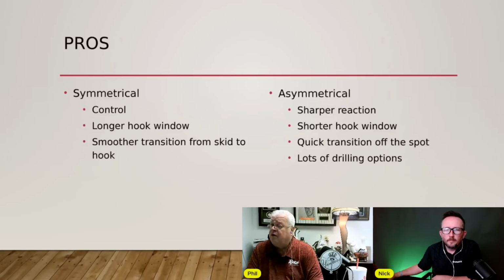Nick mentioned that before. The hook window is when the ball comes off the spot, it goes skid, hook, roll. From the skid to the hook, and from the hook to the roll, the longer that hook segment is, the more continuous the ball is. So in the case of a symmetrical ball, it's a longer hook window than an asymmetrical ball. An asymmetrical ball is a shorter hook window.